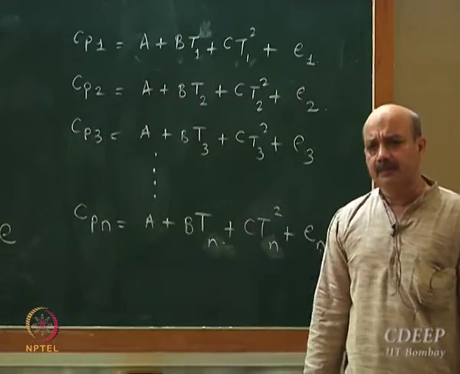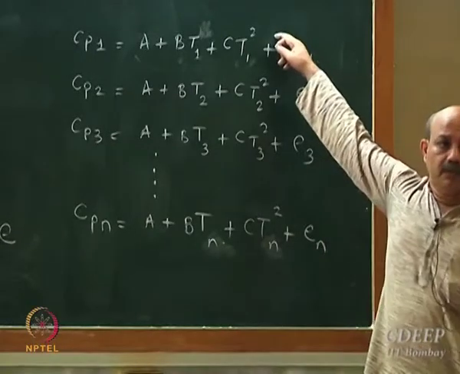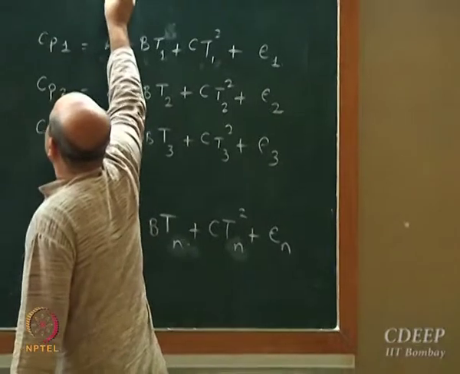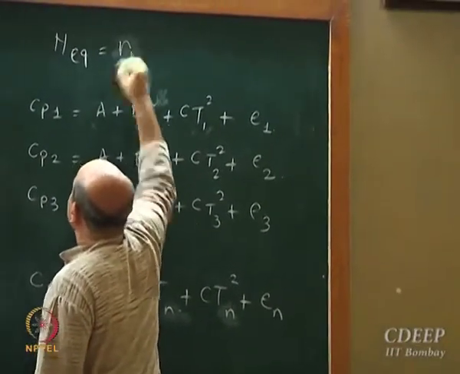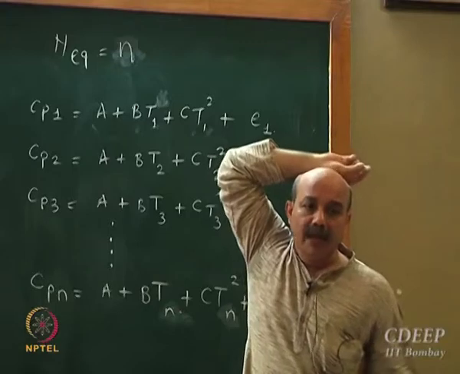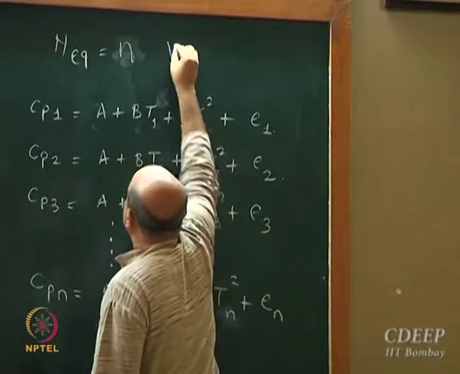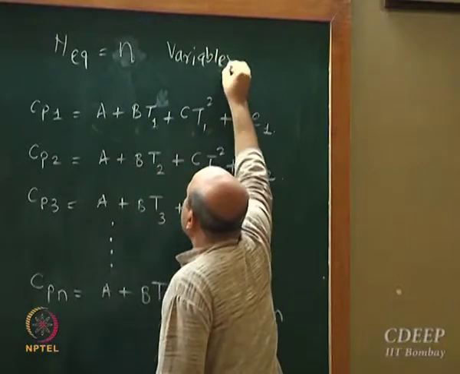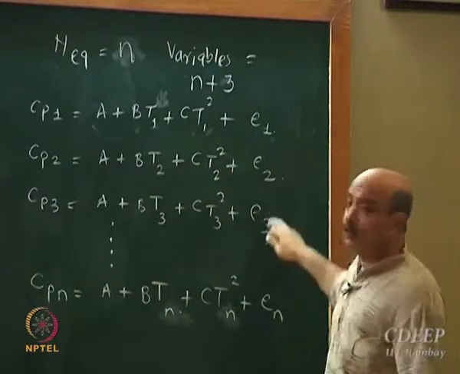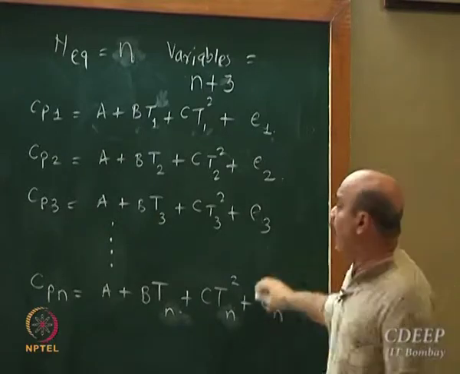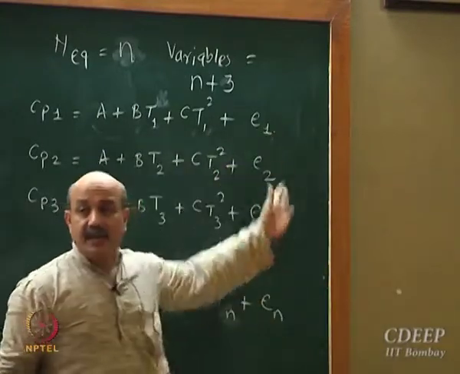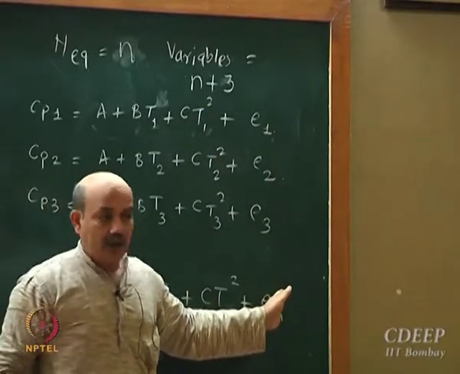How many variables and how many equations? I have n equations, which is equal to the number of data points. How many variables? n plus 3. What are the n variables? E1, E2, and so on, plus A, B and C. So there are three unknowns, A, B, C, plus the errors, which are all unknown.